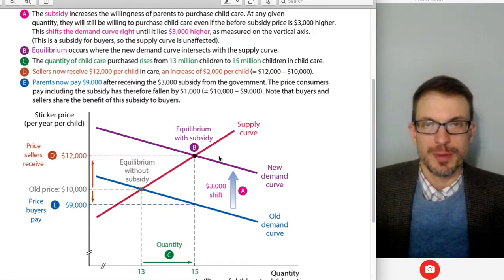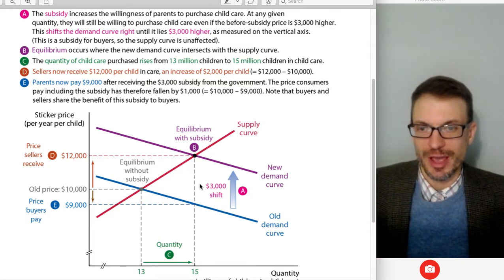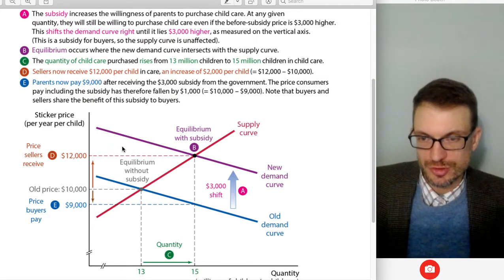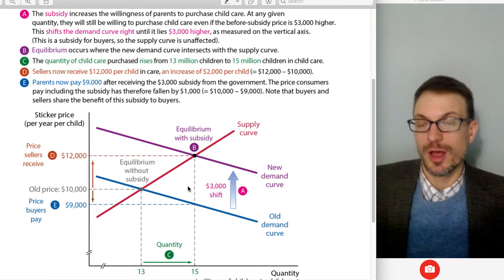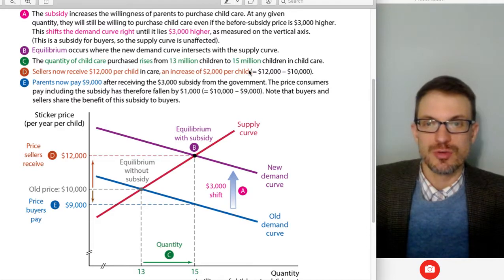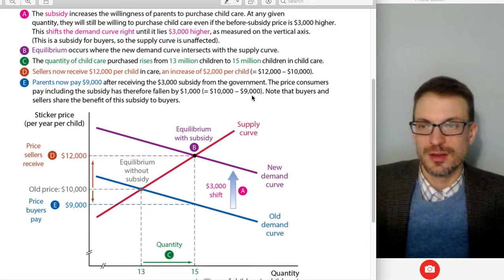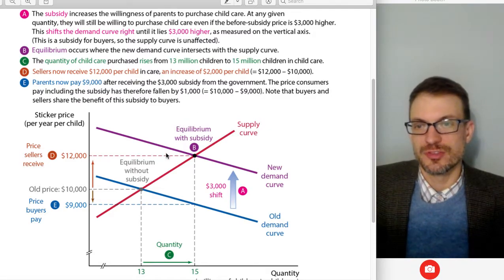We're raising the willingness to pay by subsidizing some of the amount that you actually have to pay. This is going to increase the quantity of childcare demanded, because this looks like an increase in demand, and it increases the price as well. So the price will rise from $10,000 to $12,000. Sellers now receive $12,000 per child in care, an increase of $2,000 per child. Parents now pay $9,000 after receiving the $3,000 subsidy from the government, right? For parents the price dropped from $10,000 to $9,000. And note, the buyers and sellers share the benefit of this subsidy, right?